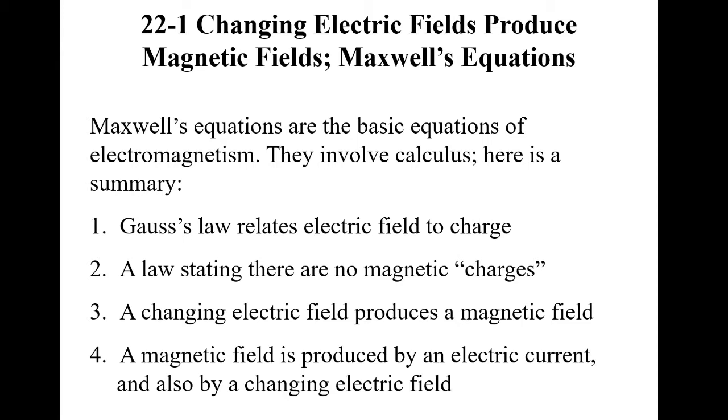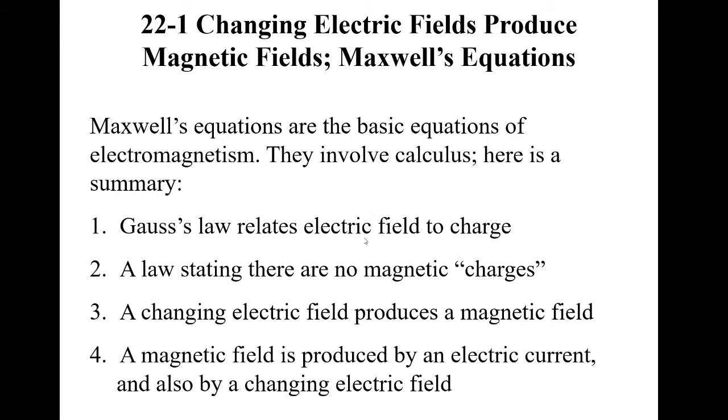Maxwell's third law conceptually states that a changing electric field produces a magnetic field. And Maxwell's fourth law said a magnetic field is produced by an electric current or also by a changing electric field. So 3 and 4 are kind of the converse of each other.